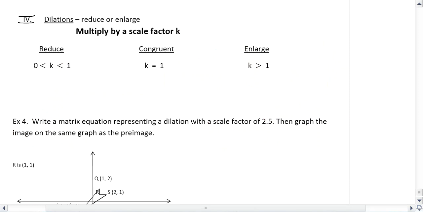All right, this last transformation is dilations, meaning that we're either going to be reducing the shape, making it smaller, or making the shape larger. This one's a lot easier. It's just multiplying by a scale factor we'll call k. And this is a little Captain Obvious, but we're going to go through it anyway. If you are reducing or making the shape smaller, your factor is going to be a fraction in between 0 and 1. If your factor is a 1 exactly, you have not changed the shape. Your transformation will be congruent to the original. And if your factor is bigger than 1, you are going to be enlarging the shape. So pretty much common sense.